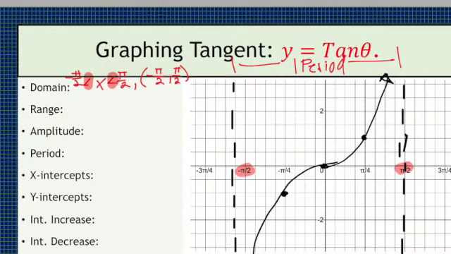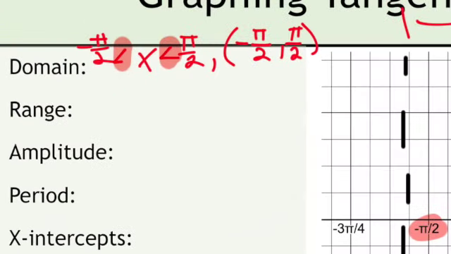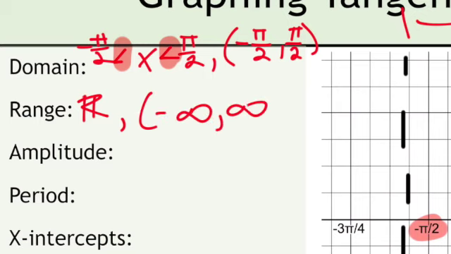All right, let's look at the range. So remember, the range is the possible y values. What are all the possible y values? It's going up forever and it's going down forever. So your range is just going to be all real numbers. If we write that in interval notation, the range is from negative infinity to infinity.